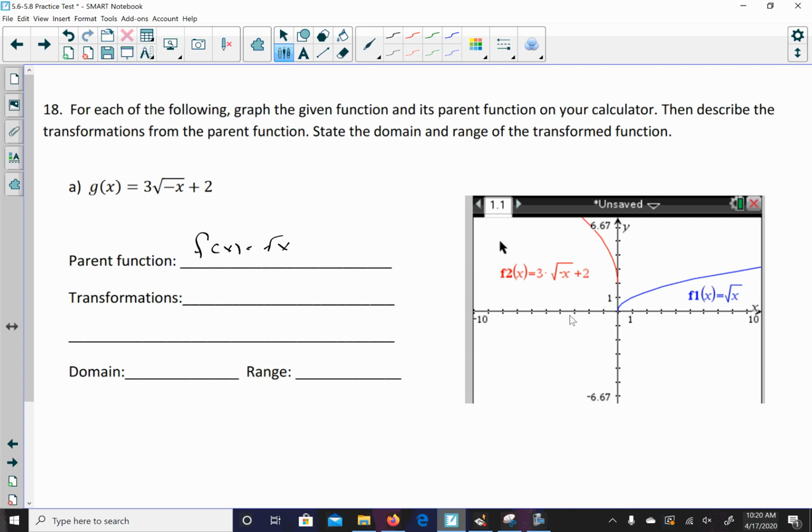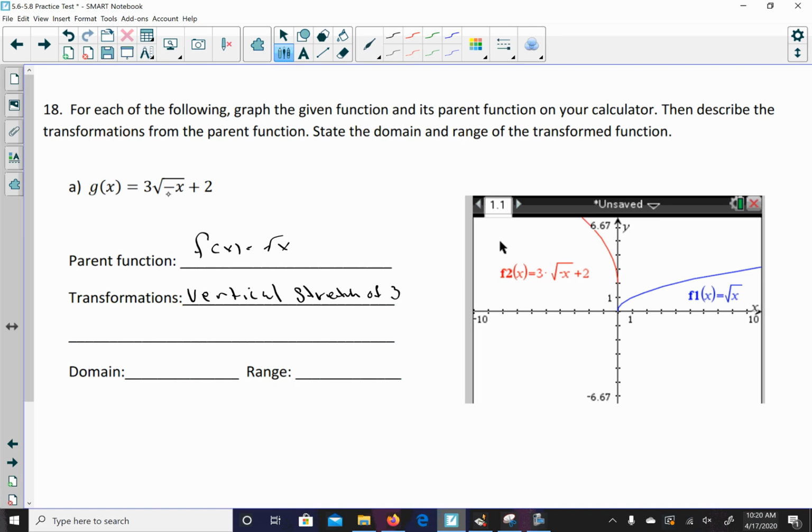So over here you can see the graph. The parent function is in blue. The new function, this g of x, is in red. My transformations, I have this 3 outside. That's going to be a vertical because it's outside of the parenthesis or not with the x. It's going to be a vertical stretch of 3.